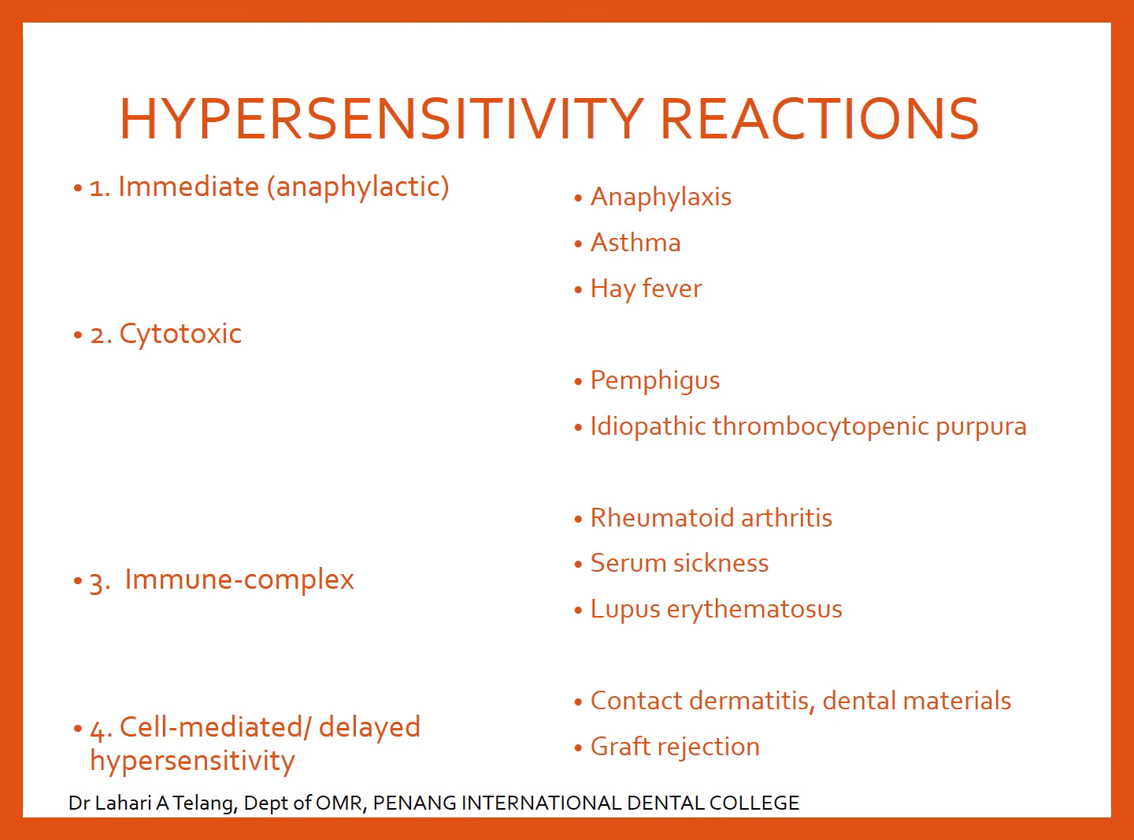Moving on to hypersensitivity reactions, these can be classified as type 1, 2, 3, and 4. Type 1 is an immediate or anaphylactic reaction where the patient manifests with anaphylaxis, asthma, or hay fever. Type 2 is a cytotoxic reaction where the patient manifests with pemphigus-like disease or idiopathic thrombocytopenic purpura. Immune complex is type 3, which is diseases like rheumatoid arthritis, serum sickness, or lupus erythematosus. And type 4 reactions are delayed hypersensitivity reactions like contact dermatitis, reactions to dental materials, or graft rejection.